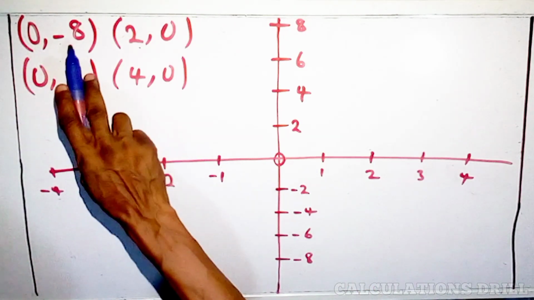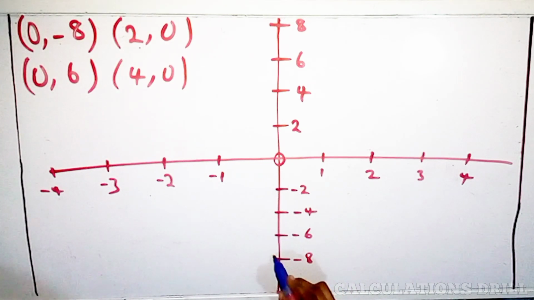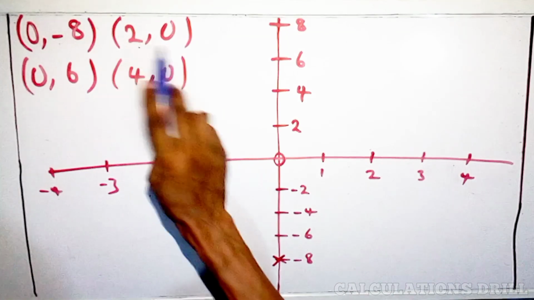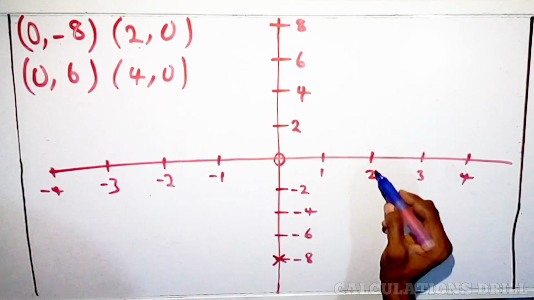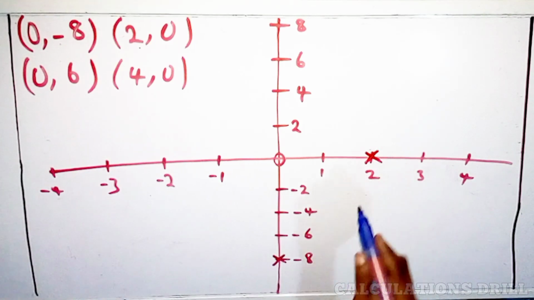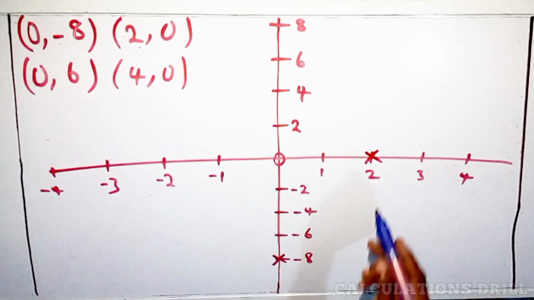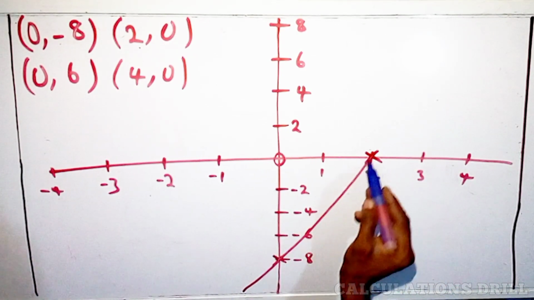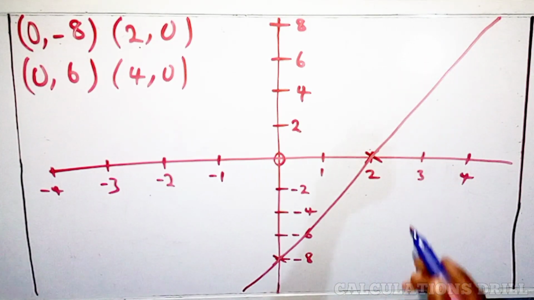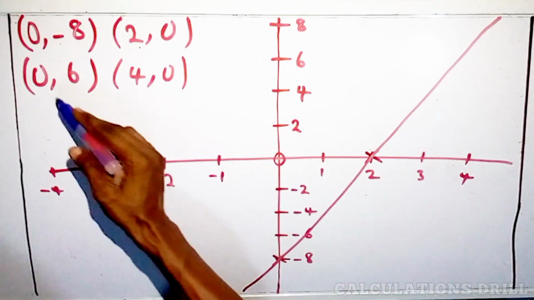When x is 0, y is minus 8. 0, minus 8. So you mark it. Then when x is 2, y is 0: 0, then 2. You equally mark it. So we're going to join both points. And remember, we are joining them with a thick, continuous line. Take note of that. Thick, continuous line.